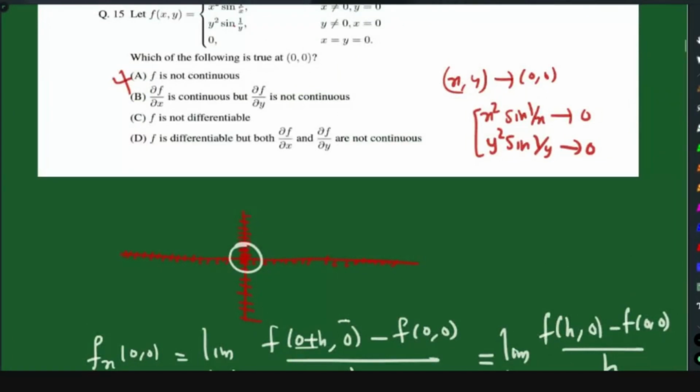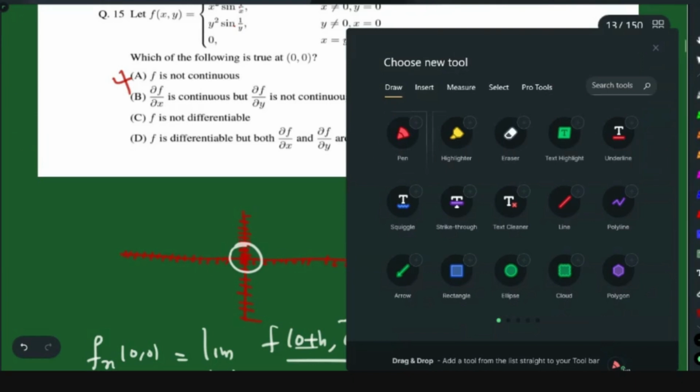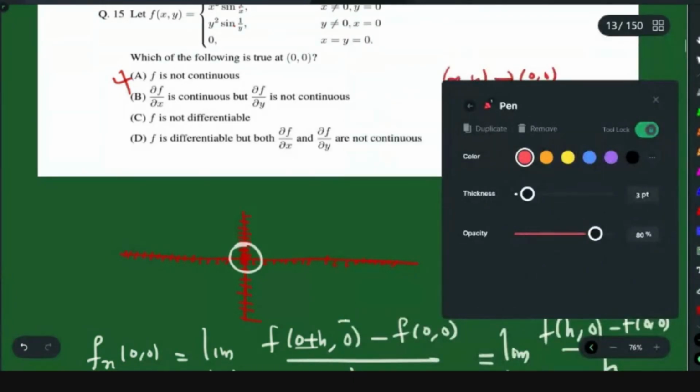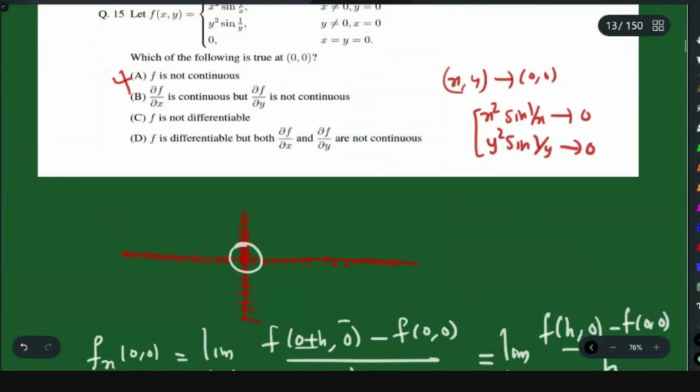So what about the second option then? The second option is saying dou f by dou x is continuous, but dou f by dou y is not continuous. But we got that dou f by dou x is not continuous. So from that itself, you can conclude that the second option is wrong. You understand this? Is that clear? Yes, sir. So you can say this one is wrong.